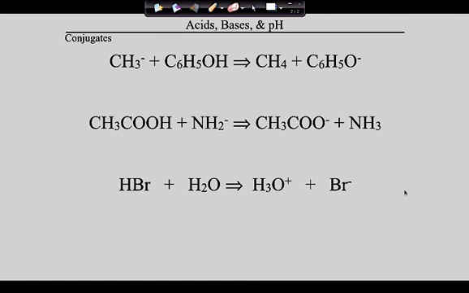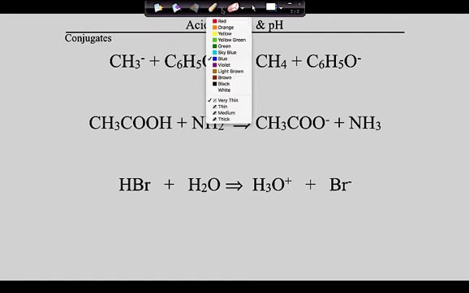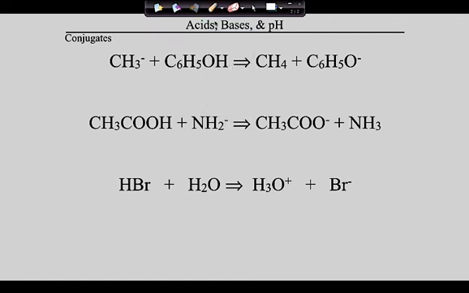So looking at example number 1, the very top one, you'll notice that on the left we have CH3. And then if we look for something on the right side of the reaction that looks like CH3, you'll notice that we've got CH4. But the difference between CH3 and CH4 is that CH3 gained a hydrogen. That makes this the base.